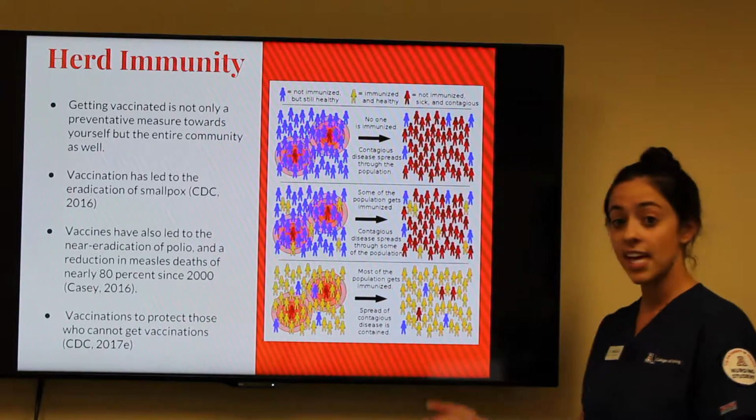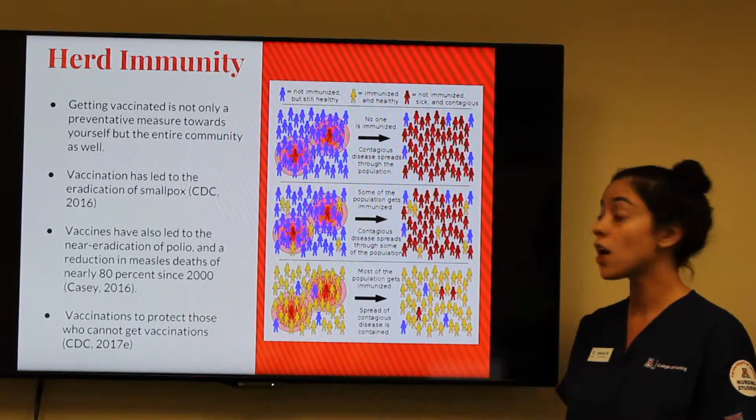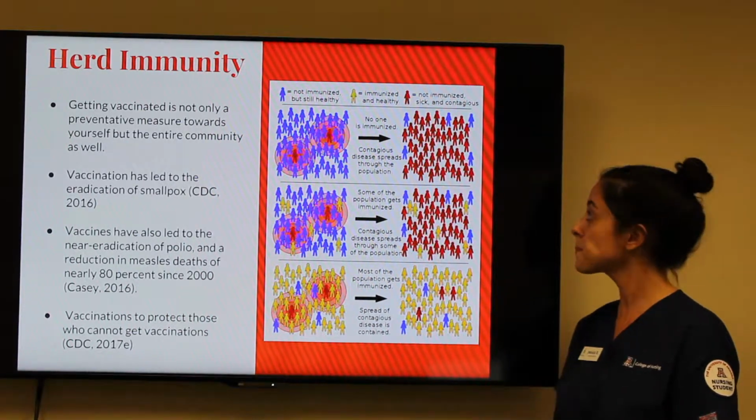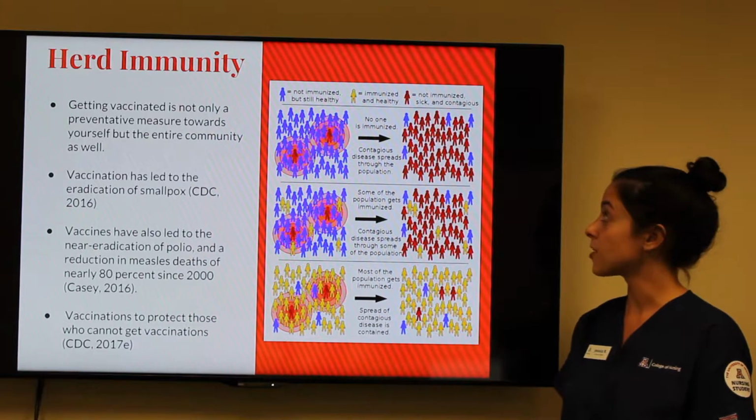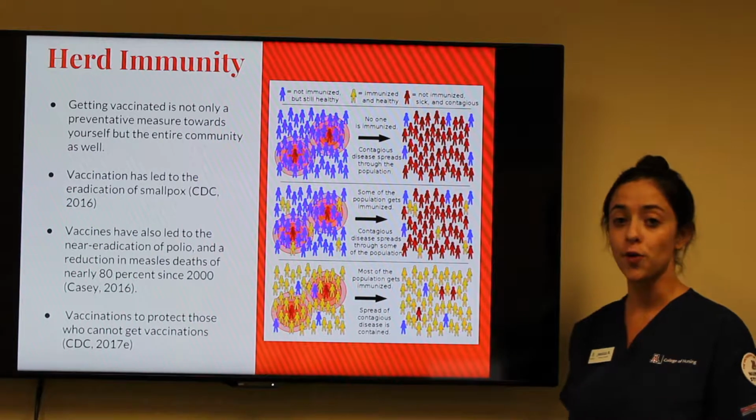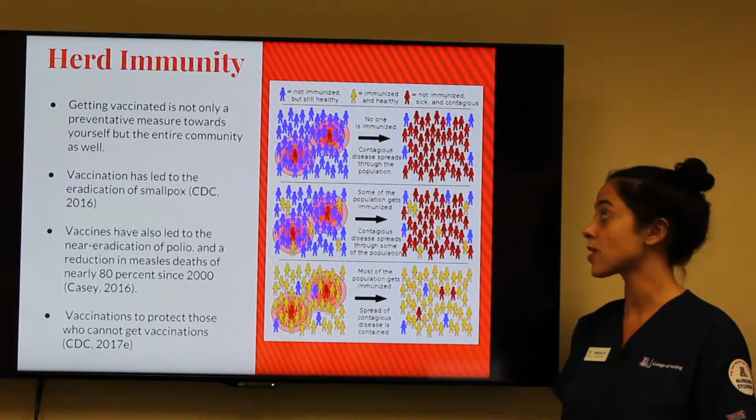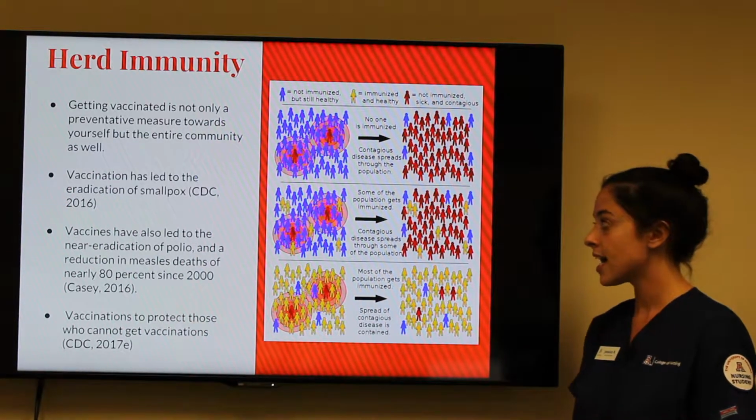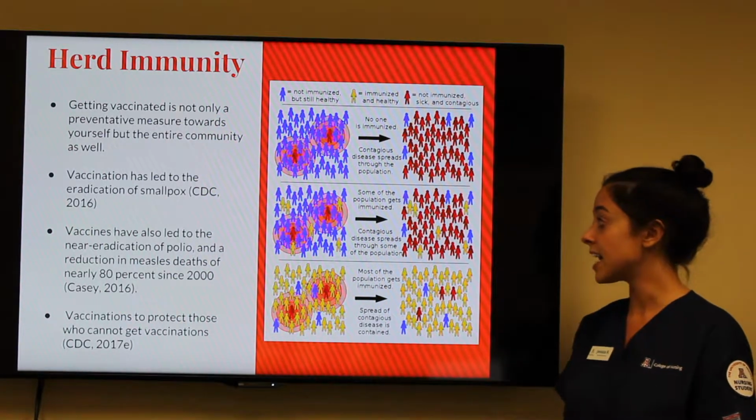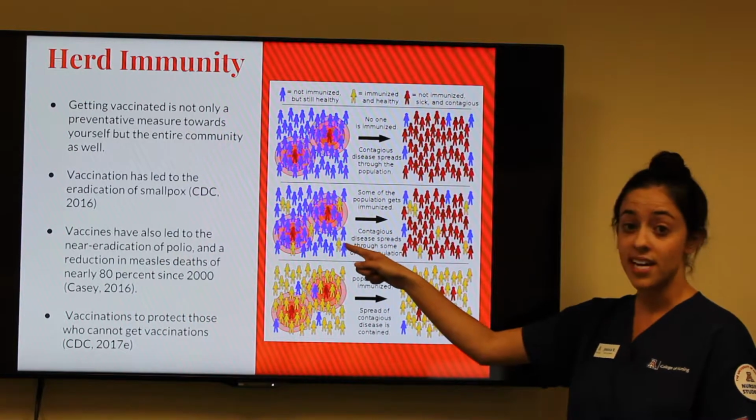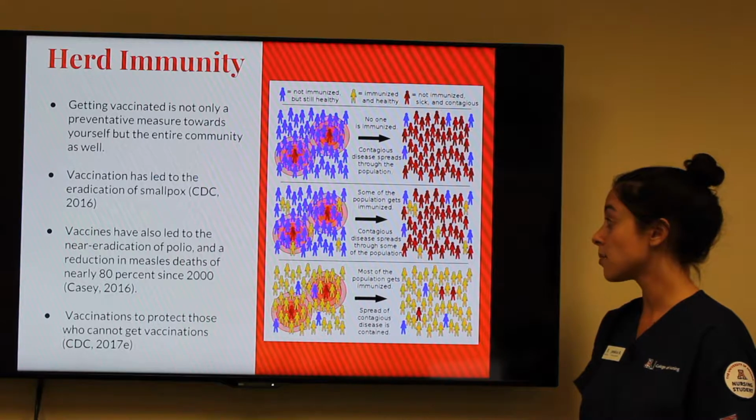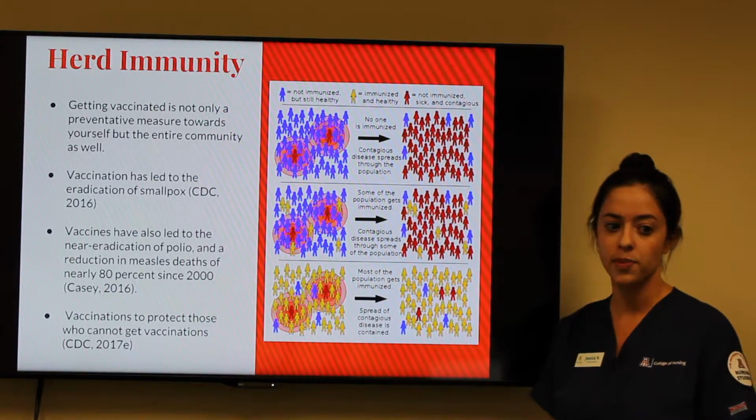In this photo you can see that the blue people are people that are not immunized but are still healthy, and the red are people that are not immunized and sick and contagious. As seen in the first photo, when no one is immunized, that contagious disease spreads through the population rapidly. In the second photo, some of the population gets immunized, and the yellow are people that are immunized and healthy. However, the amount of people is not adequate enough to prevent the spread of disease throughout the population.